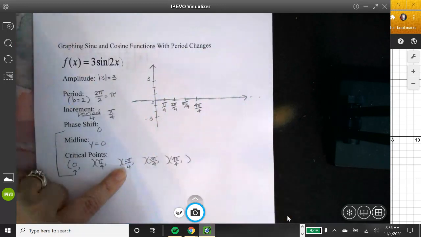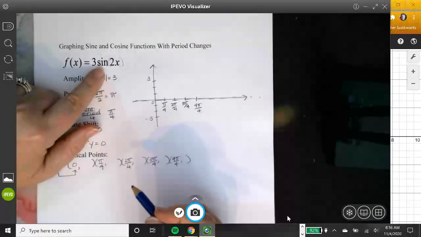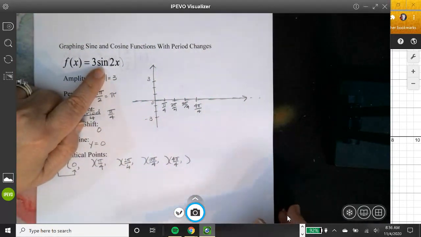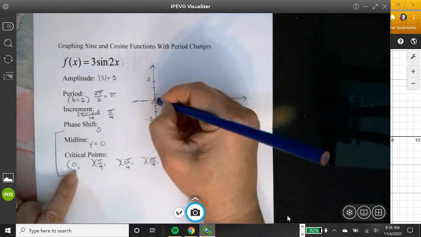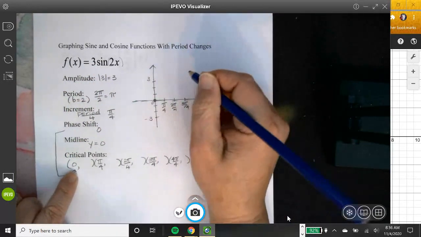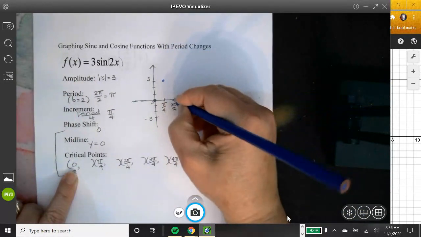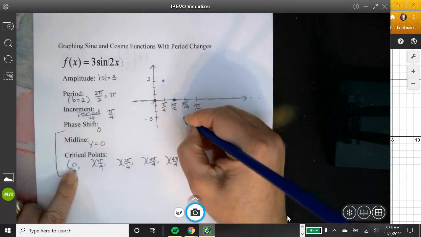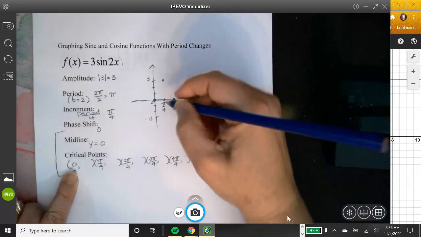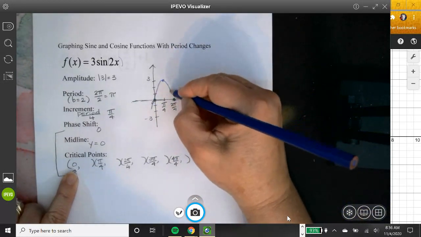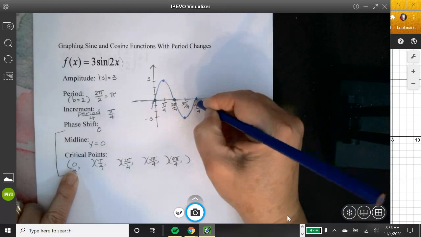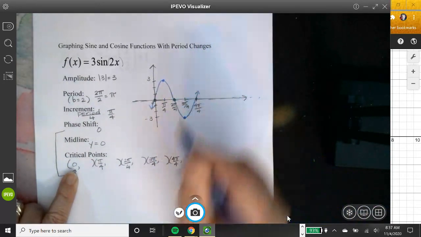And then the critical points, this is a sine curve. So sine starts on the midline at my phase shift, which is 0. And it's a positive sine curve, so it's going to go up first in amplitude, back to the midline, down in amplitude, and back to the midline. If I connect the dots, that's what it looks like.